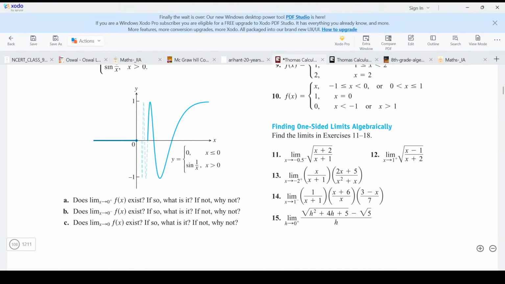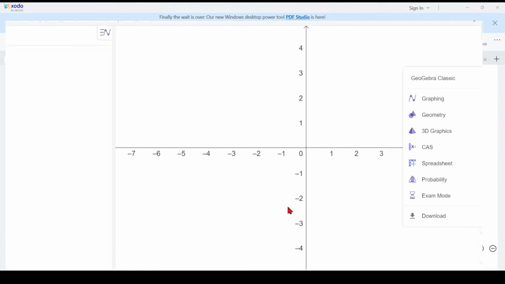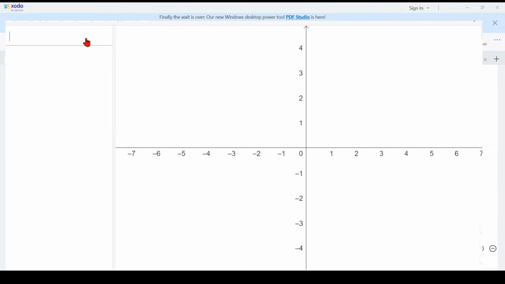So if I have to draw the graph, let's try to plot the graph. What is that? Square root of x minus 1 by... Sir, I can't see the graph. One second, one second. You can see the graph. One second.